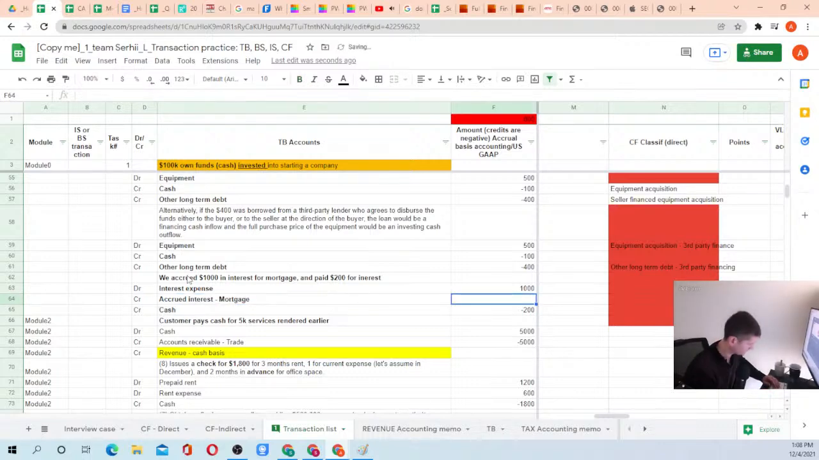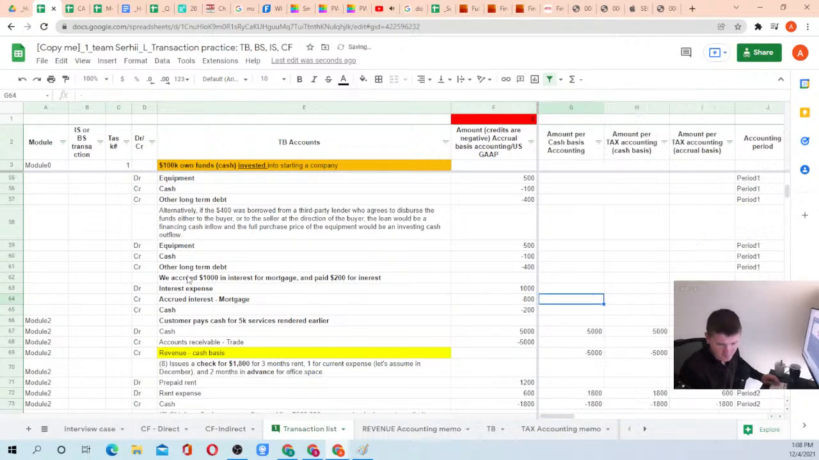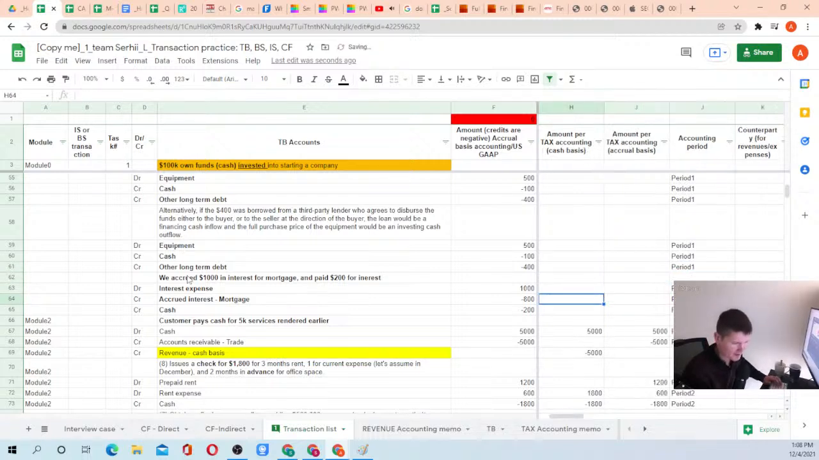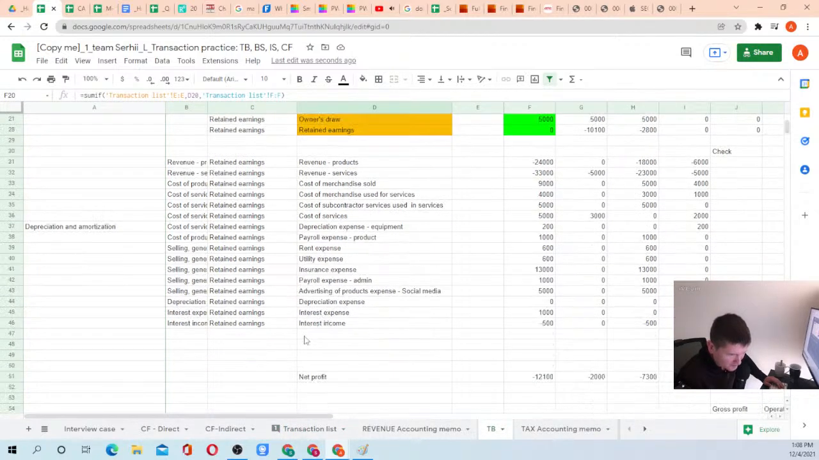mortgage minus 800. I'll copy the period in order not to miss. Now I'm missing that stuff in the trial balance. Let's update the trial balance first.